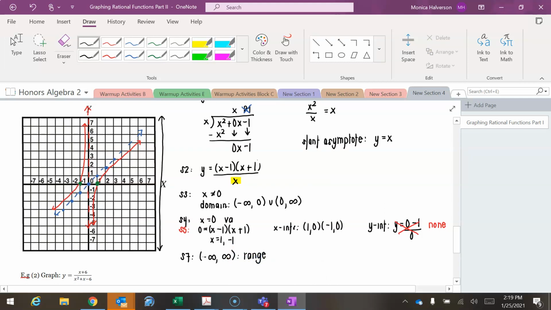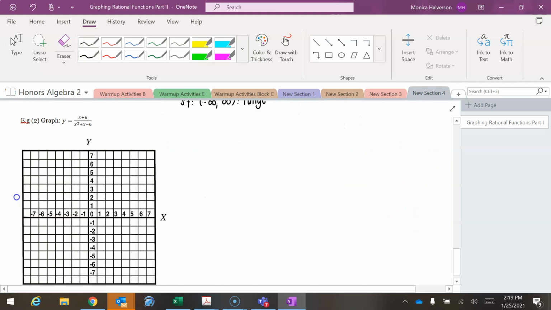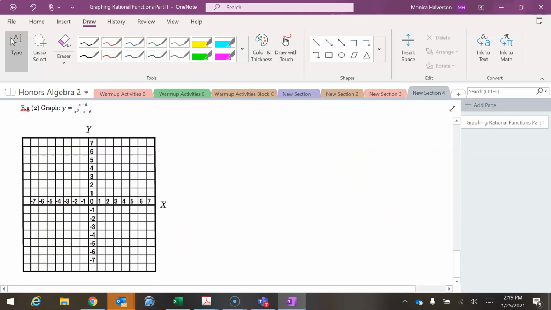Now it's your turn to do one on your own. The equation is y is equal to x plus 6 all over x squared plus x minus 6. Go ahead and find all the components of the graph, answer the questions, and graph it out.